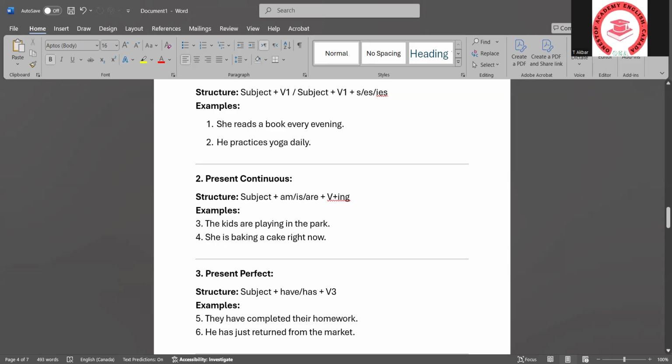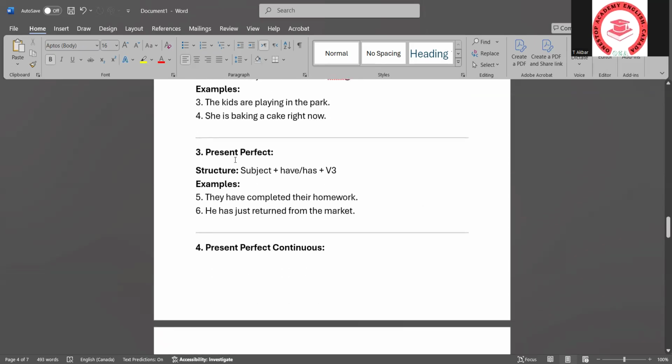Third one is present perfect. The structure is subject plus have or has plus third form of the verb, or the past participle form of the verb. Examples are they have completed their homework. They is the subject, have, and completed is the third form of the verb. He has just returned from the market.